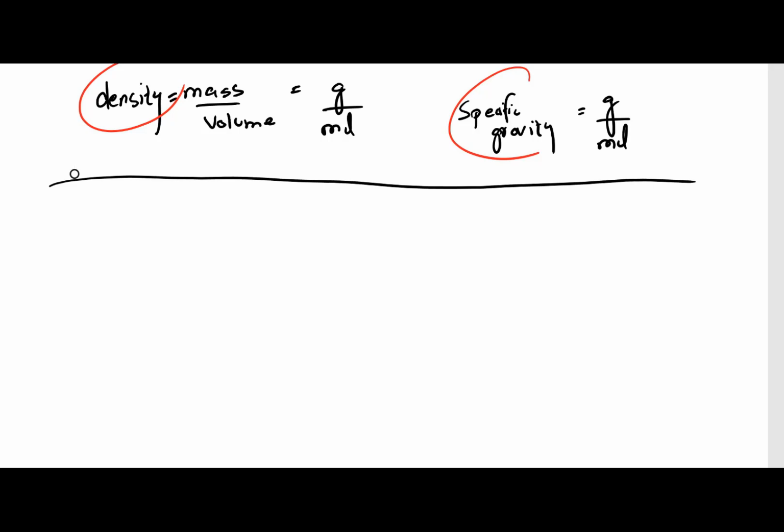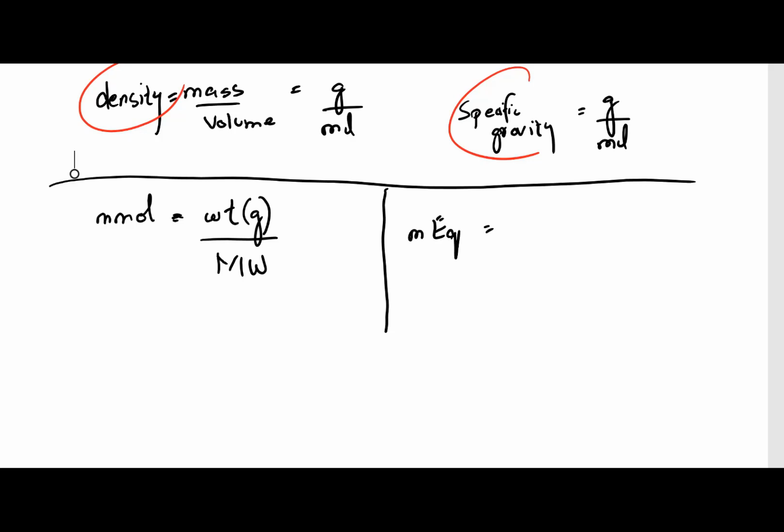The other thing is millimoles. We covered this equation yesterday. Millimoles is equal to weight in grams divided by molecular weight. That's to calculate millimoles. And in the same way, milliequivalent is the same equation. To calculate the milliequivalents, it is the weight in grams divided by molecular weight, but you multiply it with valency.